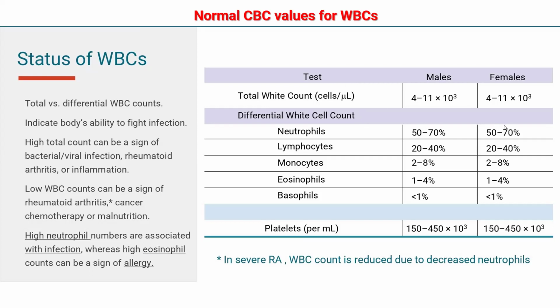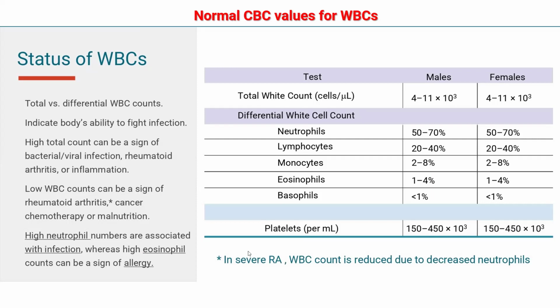The same for females. Lymphocytes about 20 to 40%, and there will be a high number of neutrophils, especially with bacterial infection. Lymphocytes will increase mainly with viral infection. Monocytes or macrophages about 2 to 8%. Eosinophils about 1 to 4%. Basophils should be less than 1%. Especially for patients with chronic myeloid leukemia, which is a type of blood cancer, you will find that basophil numbers are increased. Platelets, which are responsible for blood clotting, these are the numbers.